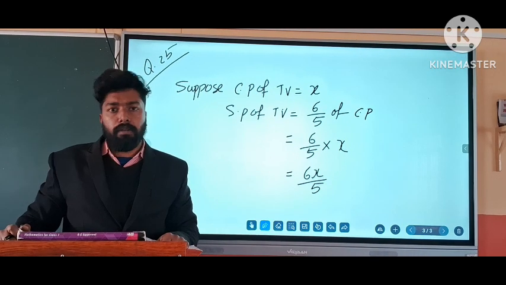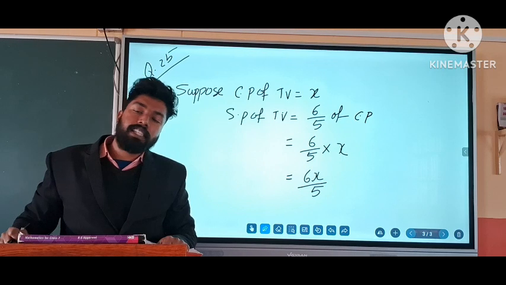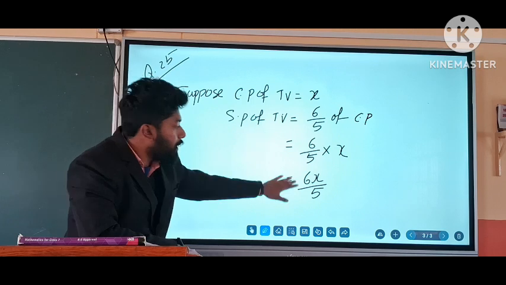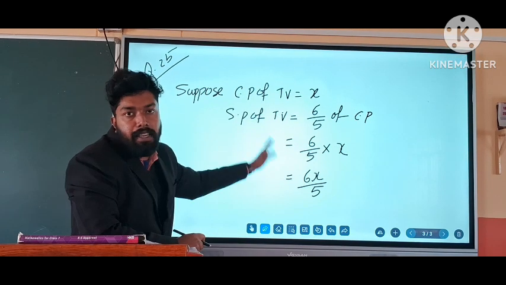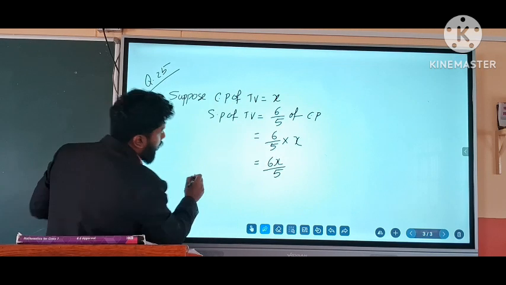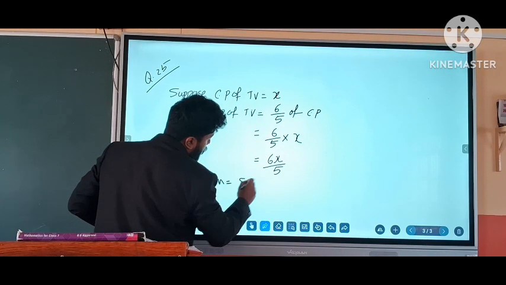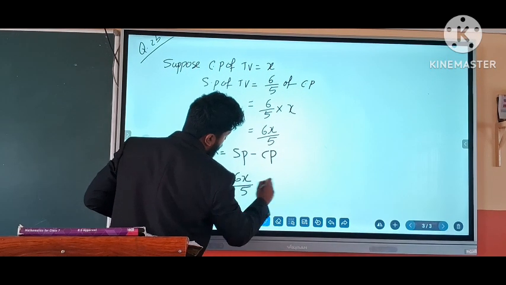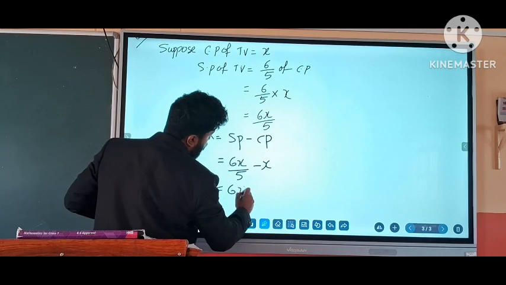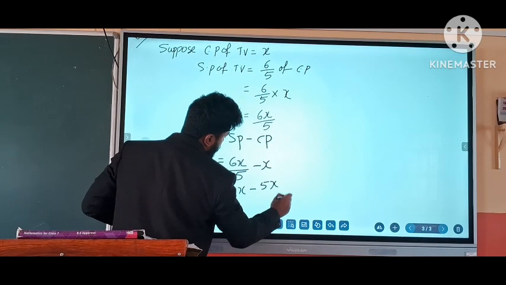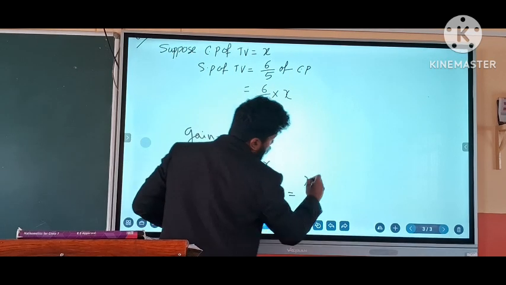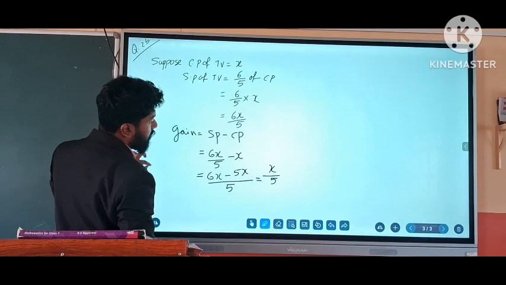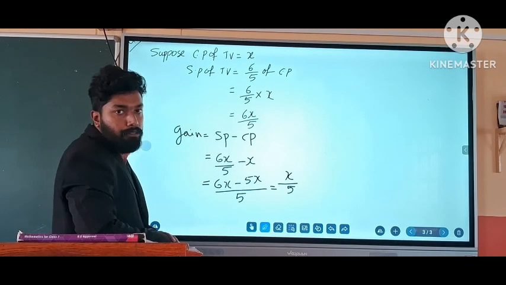So what is the formula to find gain percent? Yes, gain upon CP into 100. So now we want to find the gain. Here SP and CP are given. From SP and CP, how can we calculate gain? Gain is equal to SP minus CP. So that is equal to 6x upon 5 minus x, that is equal to 6x minus 5 into x, that is 5x upon 5... that is equal to x upon 5. So what is the gain here? Yes, gain is equal to x upon 5.